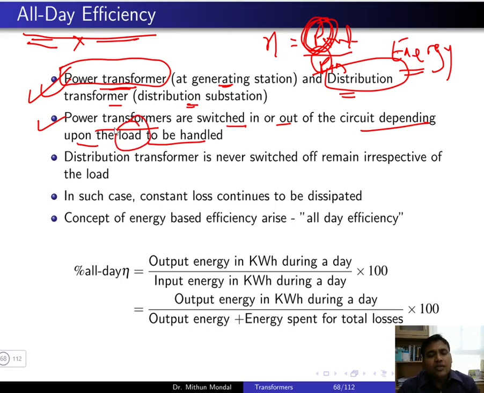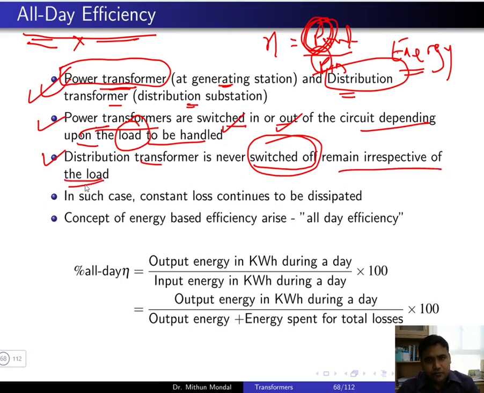So when the consumer is taking the load, then what is happening? The power transformer is switching in and out of the circuit. Distribution transformer is never switched off, and remains irrespective of the load condition. So when the load in the system changes, it is the power transformer which is taking the energy or the voltage from the generator, and the voltage is stepped up. But it can be switched in or switched out depending upon the load condition. Distribution transformer is never switched off, and irrespective of the load condition, it has to operate.